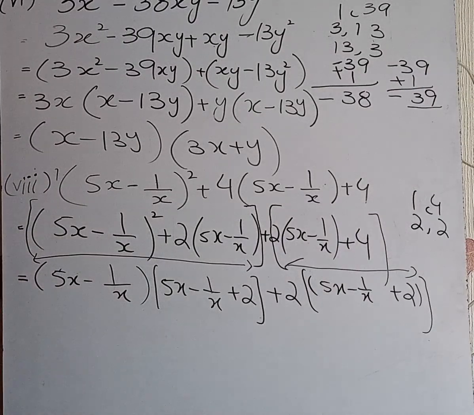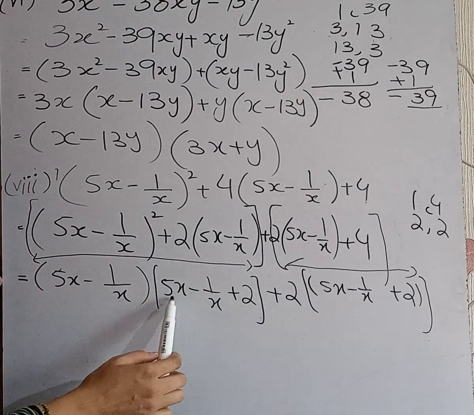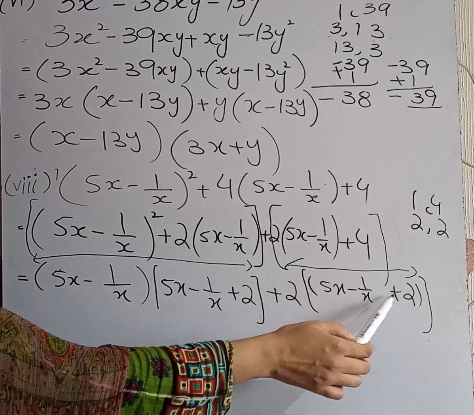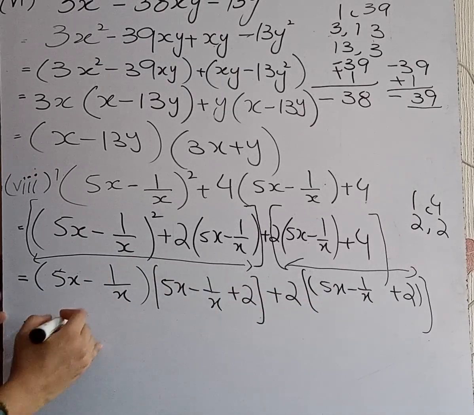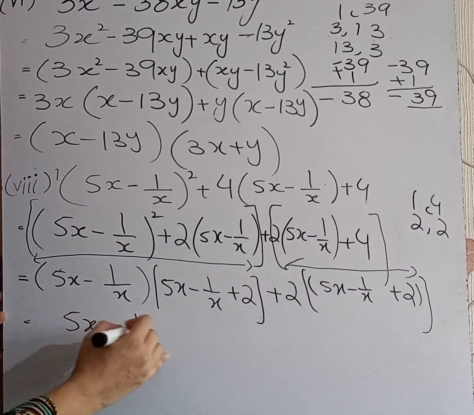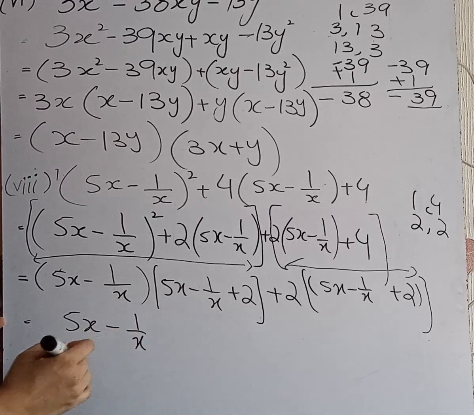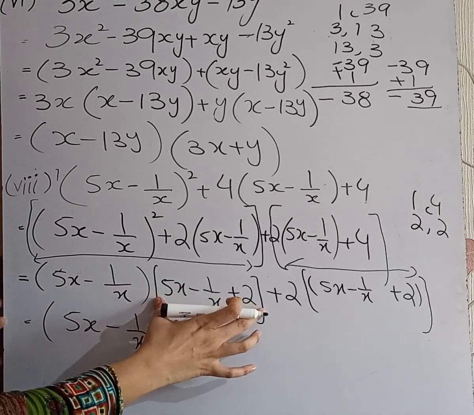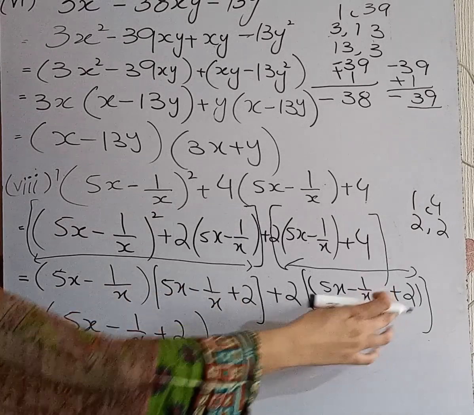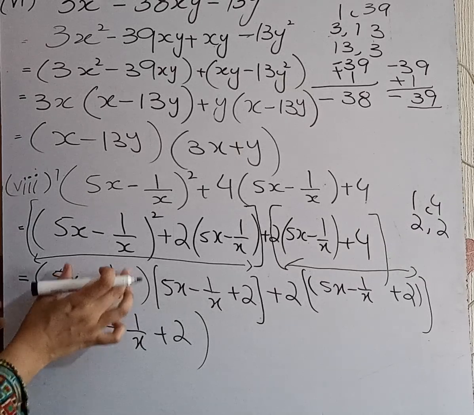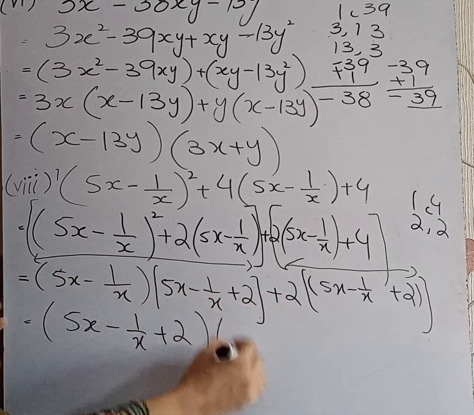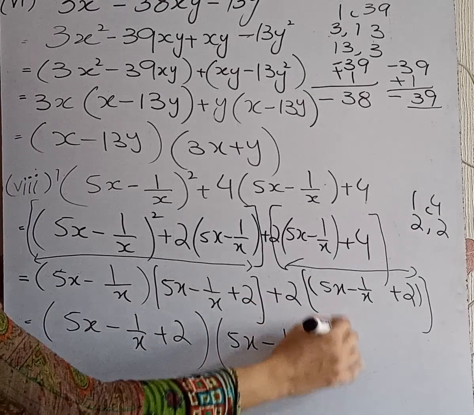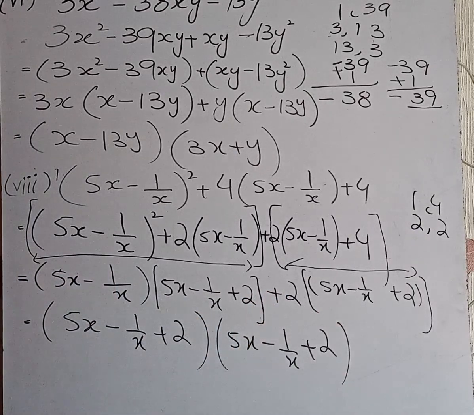So guys, here you can see that from both these terms, 5x minus 1 over 5x plus 2 is the common. So this can be 5x minus 1 over x plus 2. We will take the common. So this we have taken the common, so what is left over? 5x minus 1 over x and plus 2. So this is the factorization.